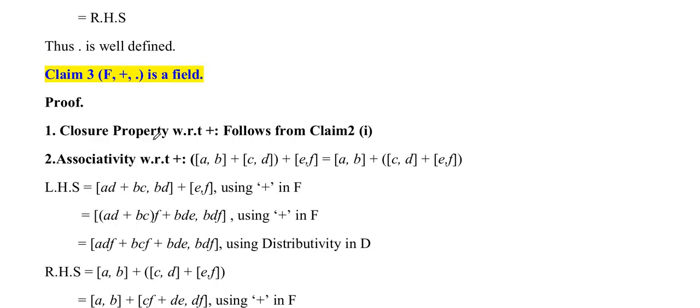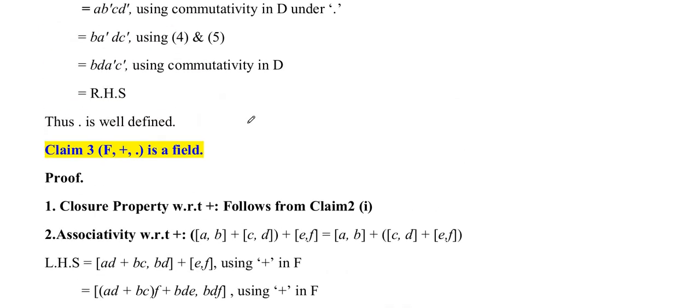So first one is closure property with respect to addition. What are the 11 axioms? Under addition, it should form a group. And similarly, under multiplication, it should form a group. So under addition, 5 axioms. Under multiplication, 5 axioms. What group? Abelian group. So under addition 5, under multiplication 5, and then distributive laws. So altogether 11 axioms are to be checked.